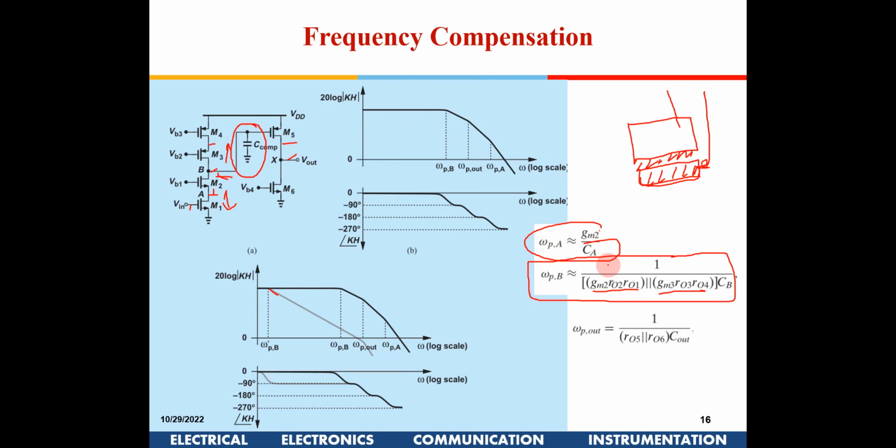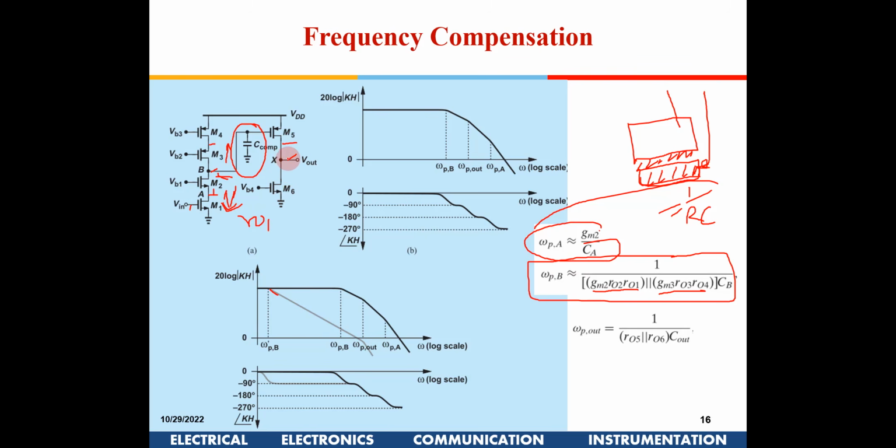Why is it GM2 by CA? 1 by Gm is the resistance as seen into M2, right? Omega is equal to 1 by RC, right? So, C is the net capacitance at this node because of M1 and M2. And the resistance at this node, if you look towards the bottom, it will be R01, and if you look towards the top, it will be 1 by Gm2. So, 1 by Gm2 will be much lesser. So, this is the first pole, WPA.